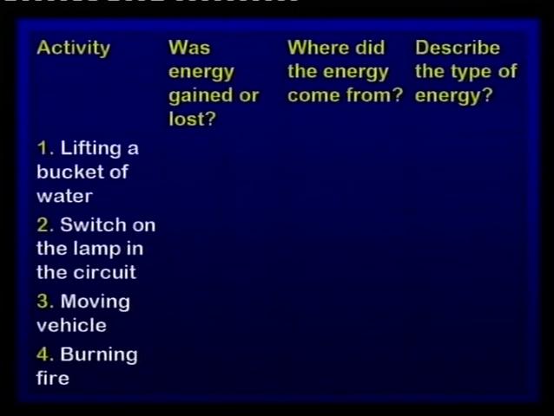Okay, activity A. You will see the activity A table. The first activity that we are doing is lifting a bucket of water from the floor onto the table. But we cannot do that because we might wet the table. So what we will do is, on the floor we have marked positions A to B. You will carry the bucket of water from A to B and back again.